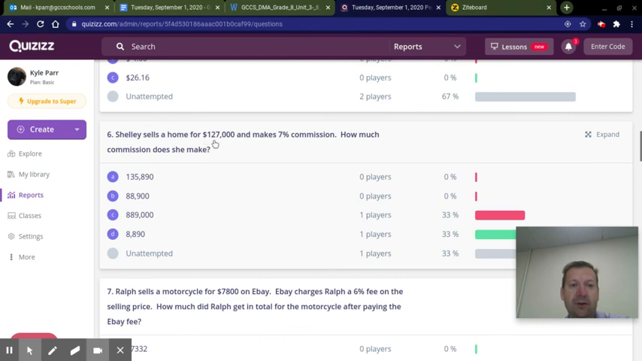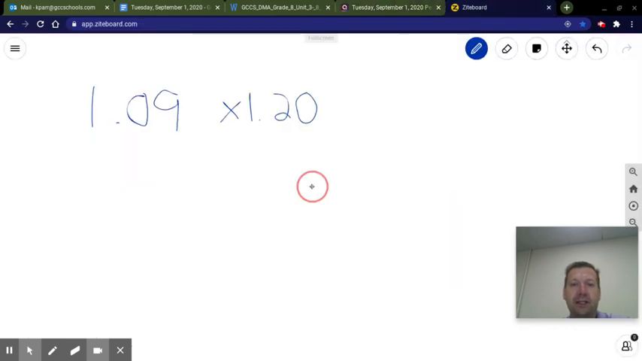Shelly sells a home for $127,000 and makes 7% commission. How much commission does she make? Commission is the amount of money that she will make. 7%, you got to move the decimal 2 places. Well, there's not really 2 places to move the decimal. So once again, you have to add a place. The decimal is right here to start, and you move it 1 place to here. Then you have to add a 0 and to move it 2 places. So you're going to multiply by 0.07 to get your answer.